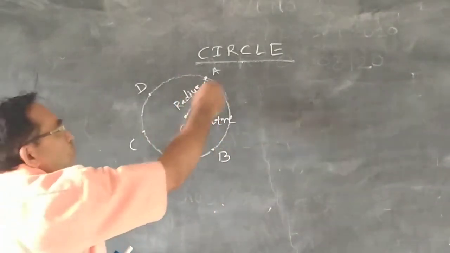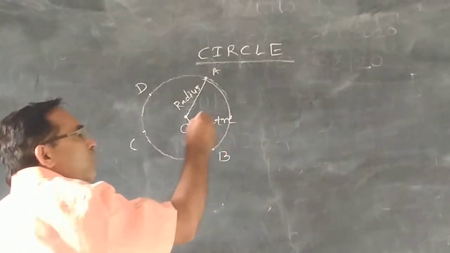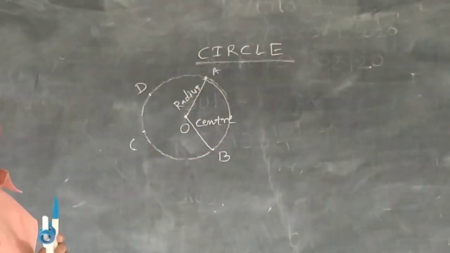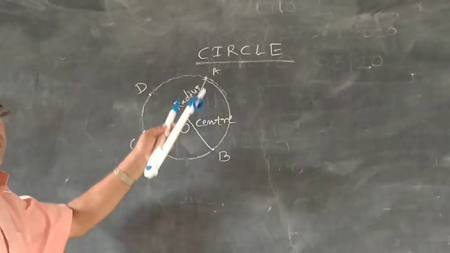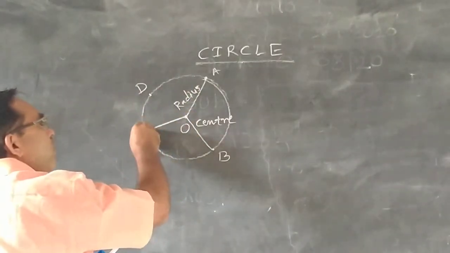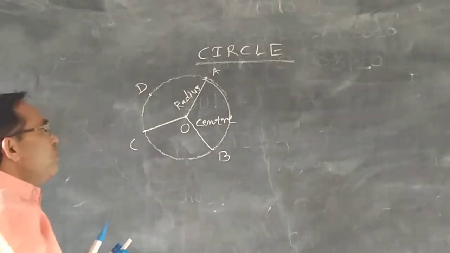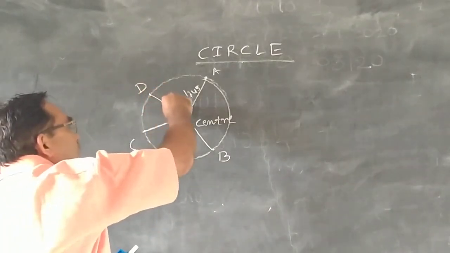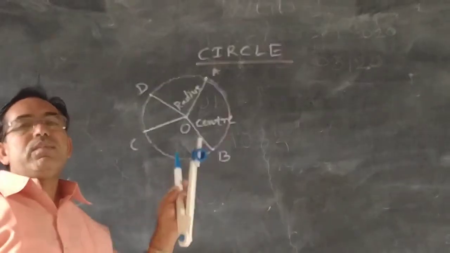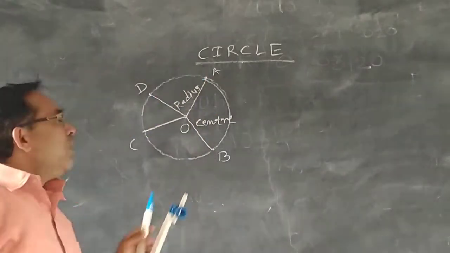This OA is the radius, and also OB is another radius, but they are the same distance or same measurement. And again, I draw here OC. This is also another radius of this circle. I join here O and D, that is OD. OD is also the radius of this circle.